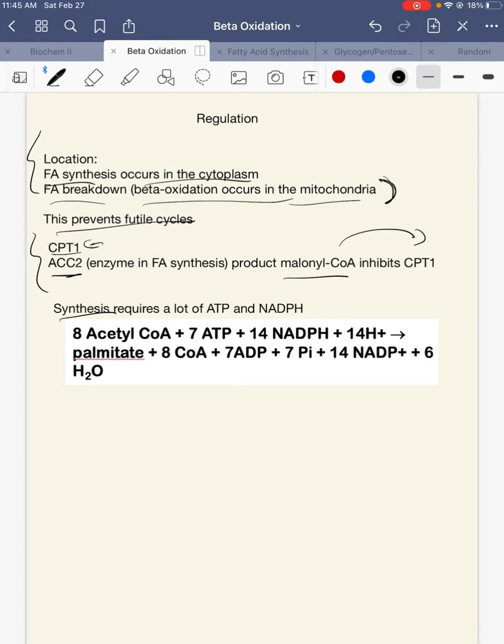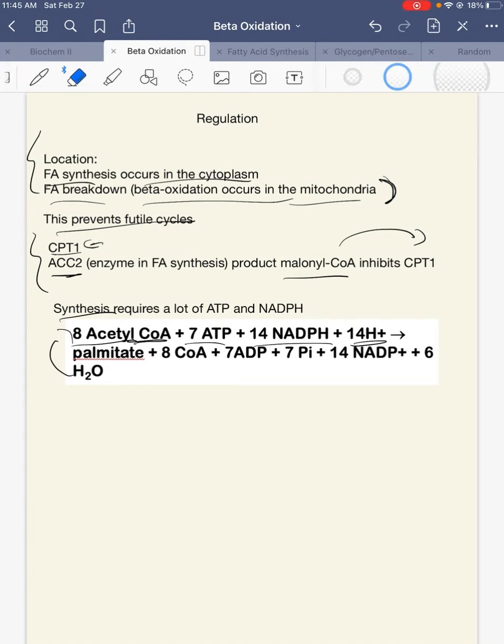Okay, so this is the synthesis of fatty acid. We mentioned this briefly in the last lecture. So we use acetyl-CoA, we use ATP, we use NADPH, and we use a bunch of protons. If we were to do beta oxidation, we'll run the other way. But we'll produce different electron carriers and other things. It's similar chemistry, but this is the reaction of synthesis, and we'll see that, like I mentioned before, synthesis requires a lot of ATP and NADPH.